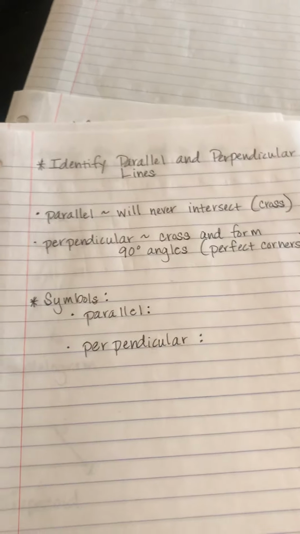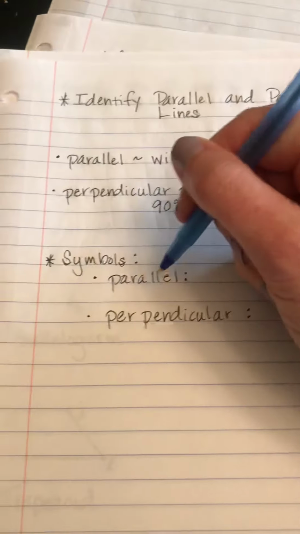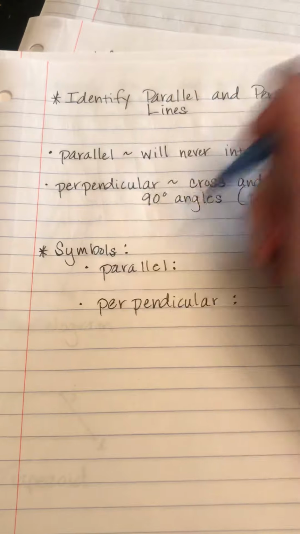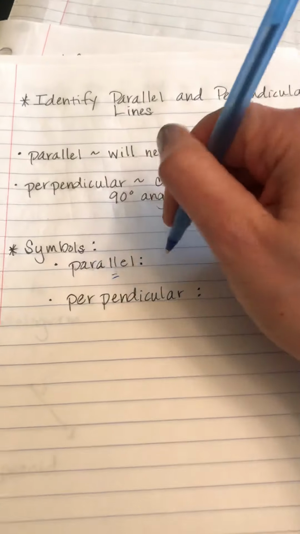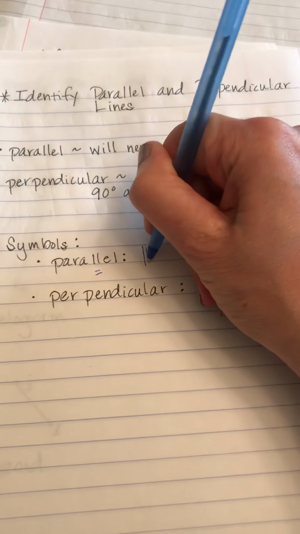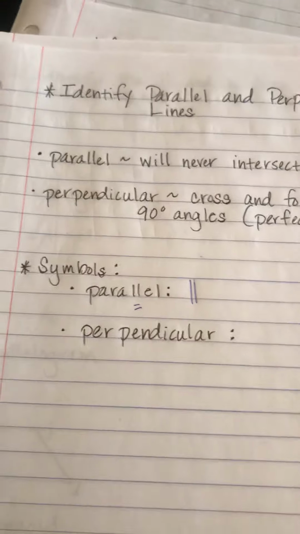Now, the symbol for parallel is kind of fun because if you look at the actual word parallel, do you see this double L? That is the symbol for parallel. It looks like an 11, but the lines are pretty close together. It's like a skinny 11.